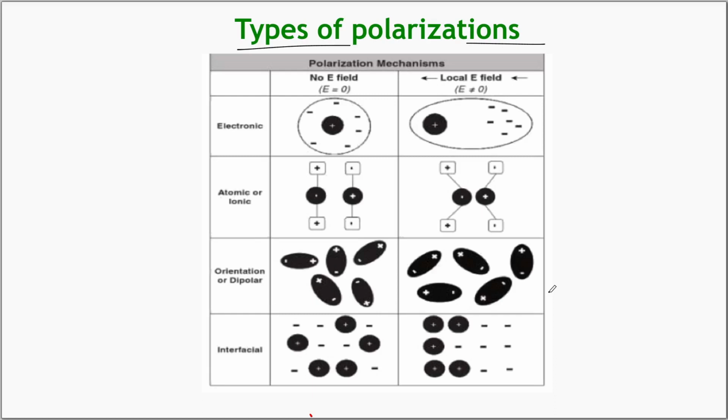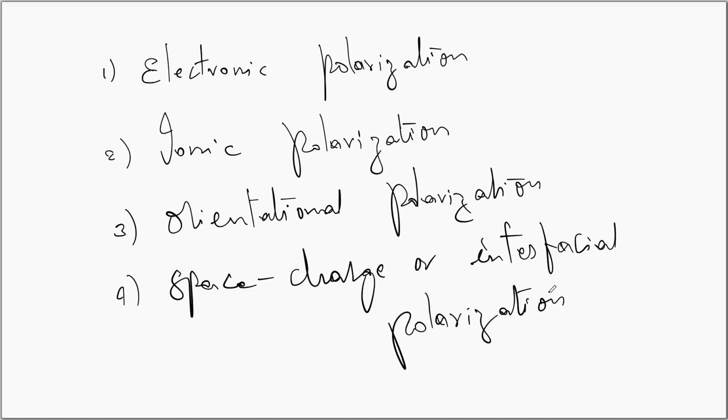In this video, we have discussed the different types of polarizations in dielectrics. There are 4 different types of polarizations possible in dielectrics. They are electronic polarization, ionic polarization, orientational polarization, space charge or interfacial polarization.